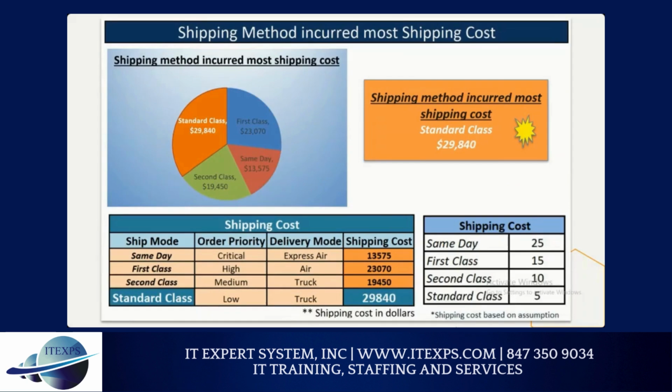Okay. The next one is about the shipping cart: which shipping method costs the most shipping cost. As we know, our shipping cost is categorized from 5 to 25, and we also set another column for order priority. That is based on standard class being low, second class medium, and same day critical. Based on our assumption, we set the order priority and the shipping cost, and we came to know that the standard class has the most shipping cost, as it has the most orders.